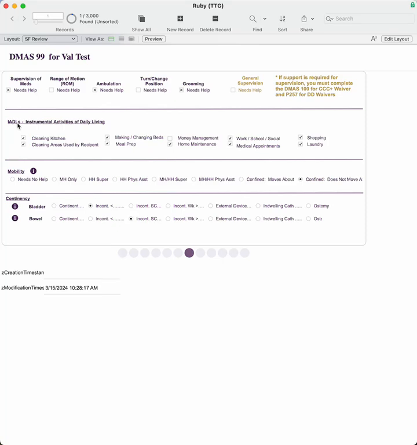Instrumental activities of daily living, IADLs, what they need help with. And don't just go through and check every single thing. Do they need help with it or do they not? If the individual is 6 years old, they probably don't need help with money management. Mom and dad are taking care of that for them.